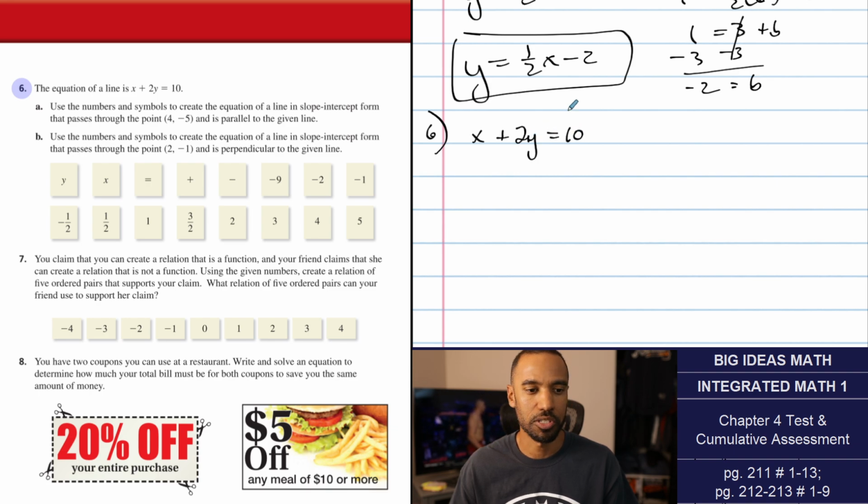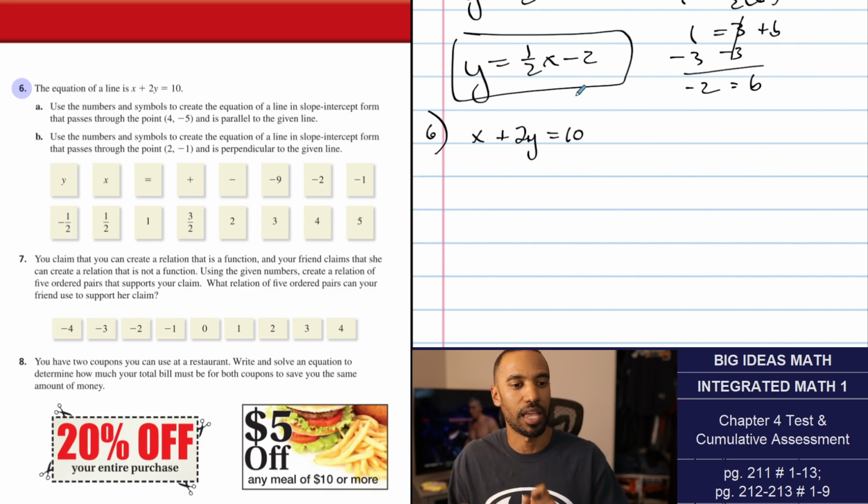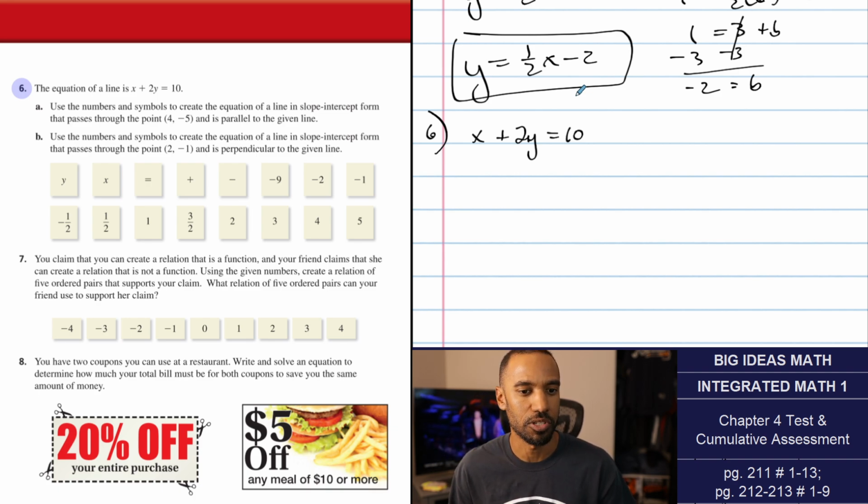Do we want to keep it in standard form? Let's see. Use the numbers and symbols to create the equation of a line in slope-intercept form that passes through the point and is parallel to the given line. So here's our line right here, right?